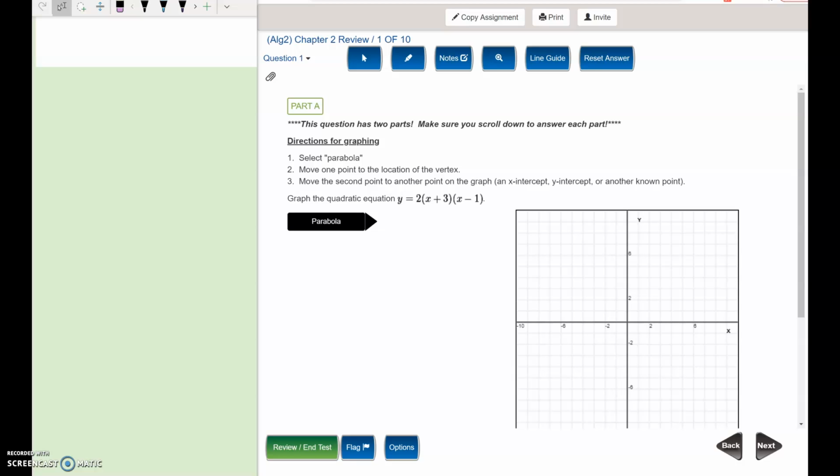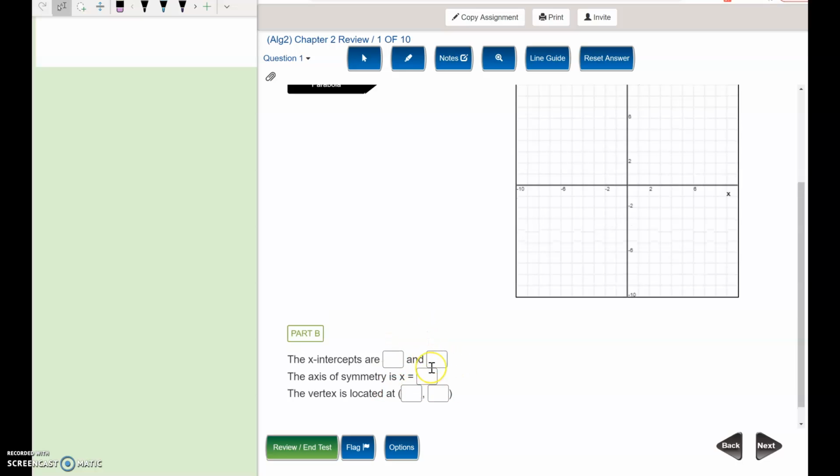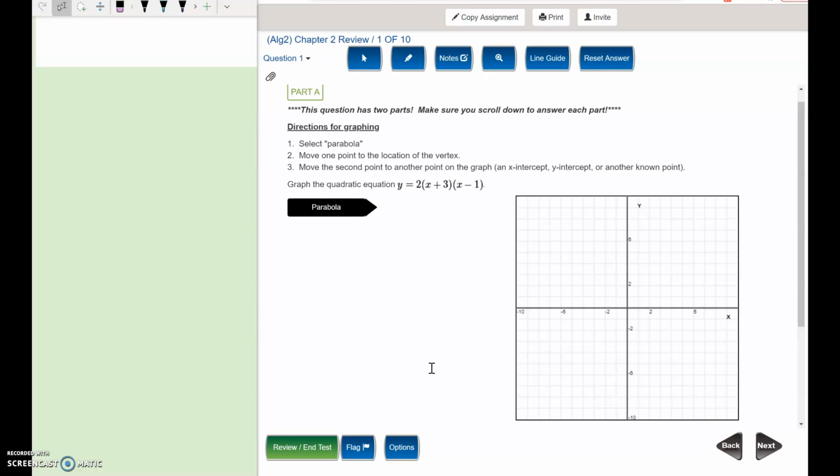Okay, we're going to go through the Chapter 2 review. The first question, any of these graphing questions, notice that they have a Part A and a Part B. So Part A is just graphing the parabola, and then Part B is answering some of these questions. And really, I probably should switch these in the future because you really kind of need to fill in these blanks in order to do the graph. So we're kind of going to jump between the two.